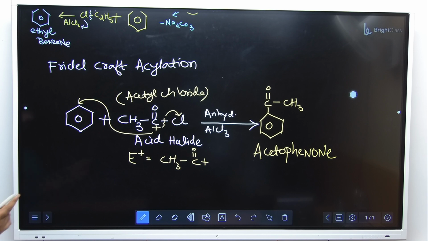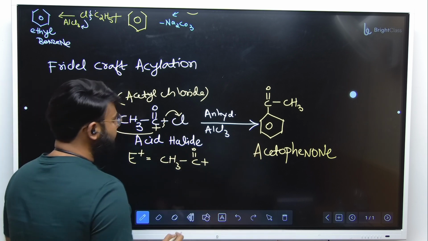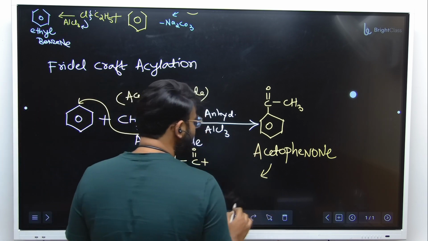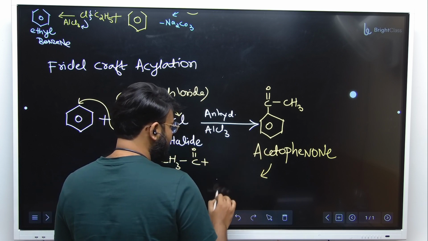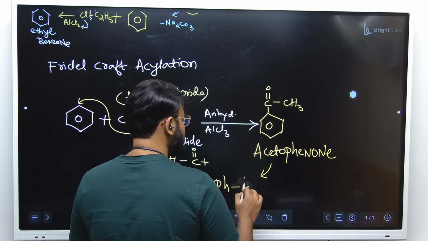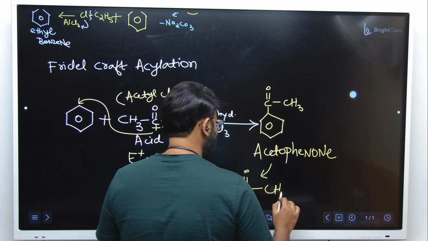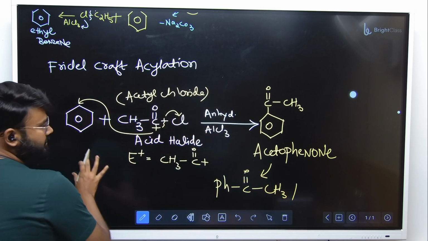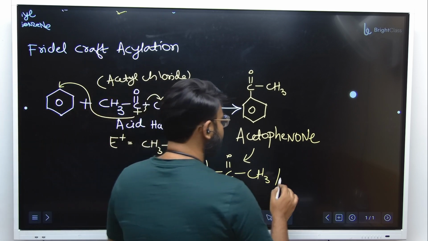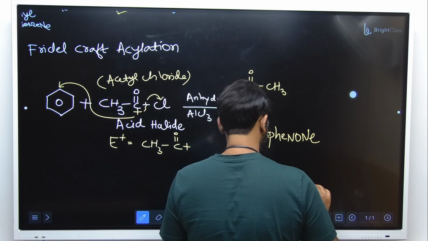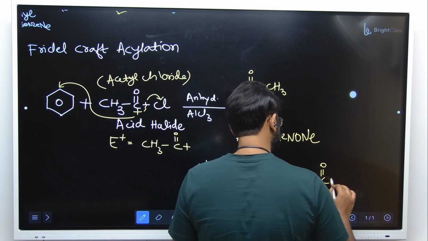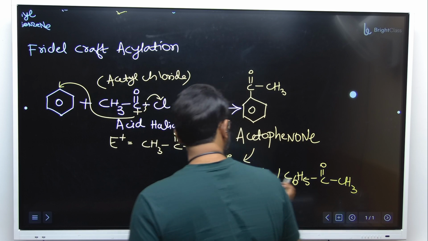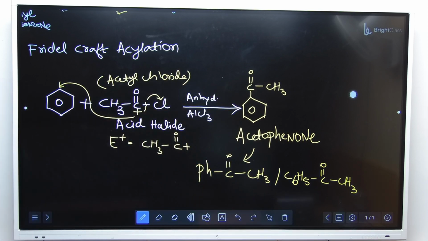See, the same acetophenone can also be written like this. You will find in the textbook acetophenone written like this: Ph C double bond O CH3, or they can write it like this. So don't get confused. They write it like this: C6H5 C double bond O CH3. They all are acetophenone. See that? We call them acetophenone. Understood, everyone?